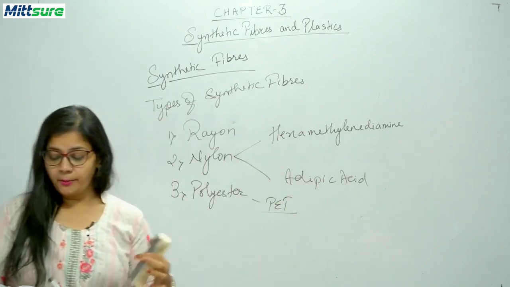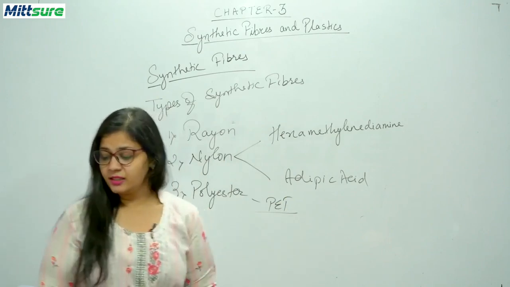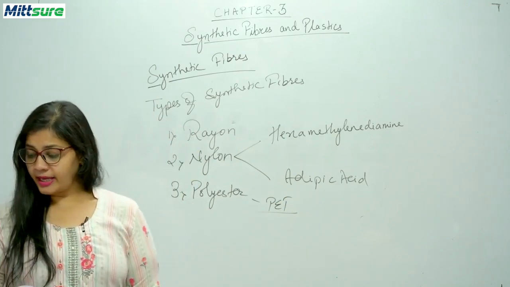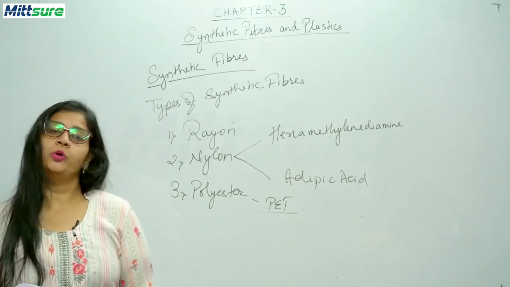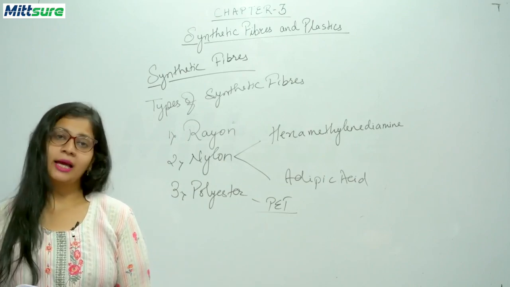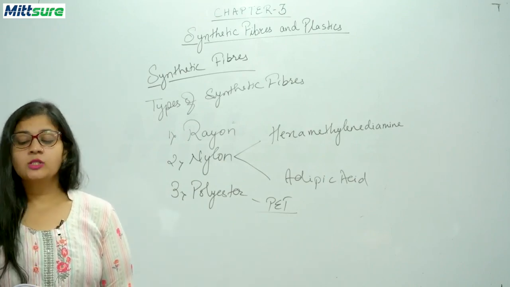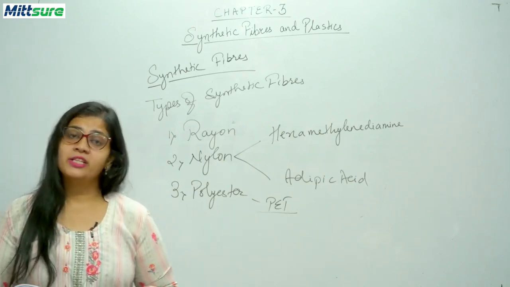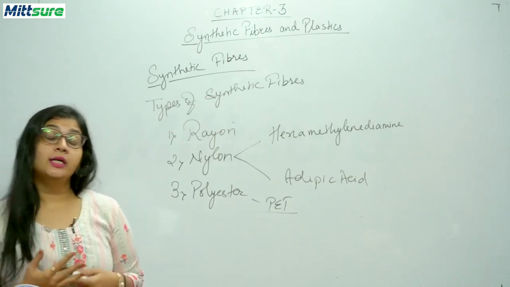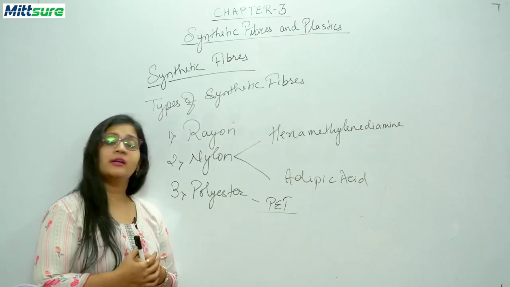polyethylene terephthalate. Okay, and it is made from two monomers, that is terephthalic acid and ethylene glycol, by the process called condensation polymerization. Okay, we will be discussing this condensation polymerization in higher classes.